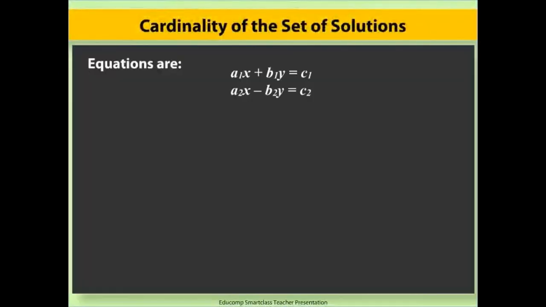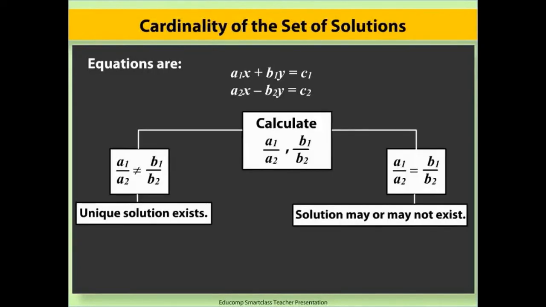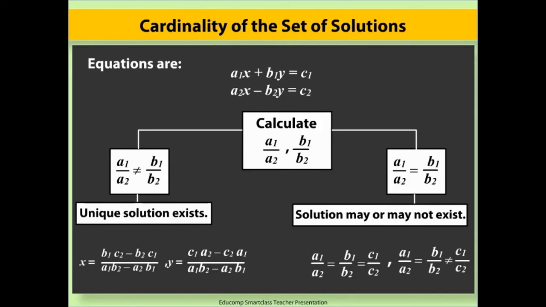Cardinality of the set of solutions. Equations are a1x + b1y = c1, a2x + b2y = c2. Calculate a1 by a2 and b1 by b2. If a1 by a2 is not equal to b1 by b2, a unique solution exists. x = (b1c2 - b2c1) upon (a1b2 - a2b1), y = (c1a2 - c2a1) upon (a1b2 - a2b1).